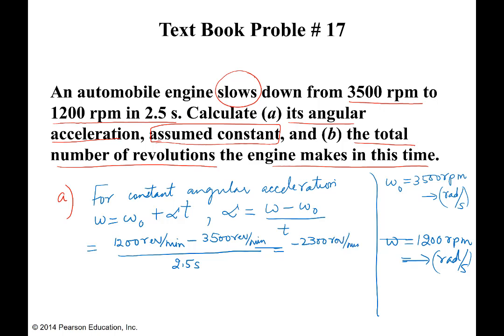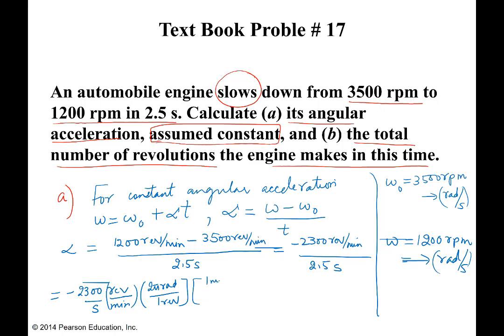revs per minute divided by 2.5 seconds. Now I can't keep this rev and seconds like this, so we need to convert the units. Minus 2300 revs per minute. This is alpha, so remember there is a second already here, so we'll not touch that s. The second, we'll convert the rev per minute to radians per second, and 2 pi radians, you already know the drill, is 1 rev, and 1 minute is 60 seconds. So you see you are going to get radians per second squared. You have second here, you have second here, that's going to get squared, and rev is going to get cancelled.